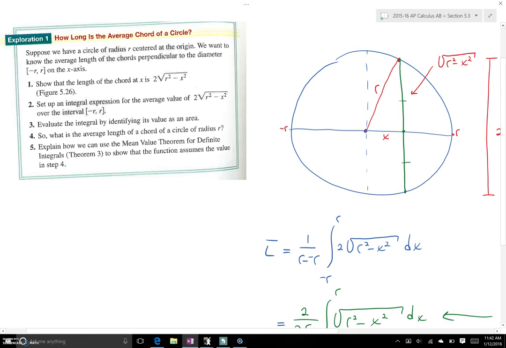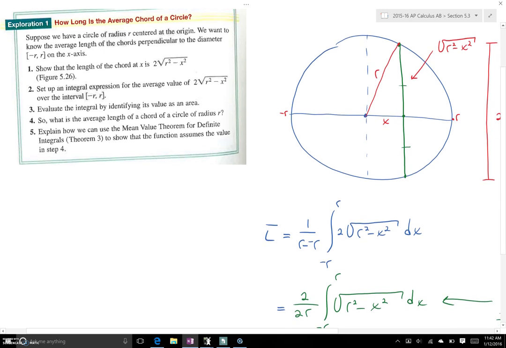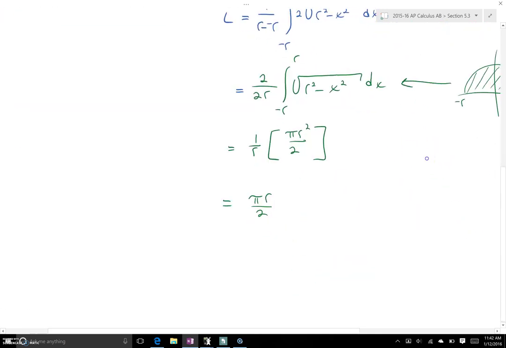So we've answered 3 now. We evaluated the integral by identifying it as an area. 4 says, what is the average length of the chord of a circle of radius r? So in the first part, it was very particular. We were looking for the average length of chords perpendicular to the diameter, and now they're asking us a different question, a more general question. Just what is the average length of a chord in a circle?